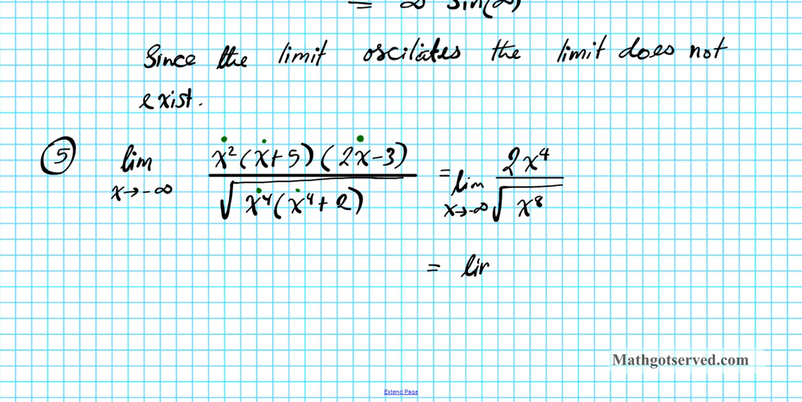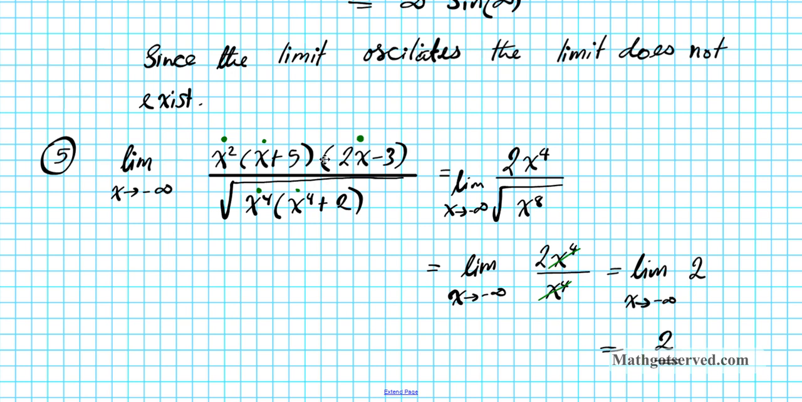We're going to have the limit as x approaches negative infinity of 2x to the 4 over, and if you simplify the denominator, the square root of x to the 8 is the same as x to the 8 over 2, which is just x to the 4th. So these x to the 4ths divide out, and that leaves you with the limit as x approaches negative infinity of 2, and your final answer is simply going to be 2. So there you have it.